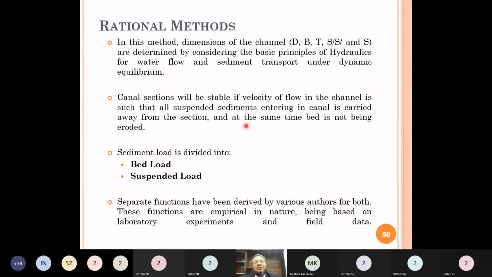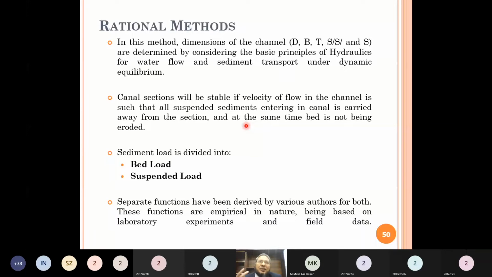And at the same time, the velocity is such that it is not moving any sediment particle which is on the bed or sides. So it means such a channel will not cause the scouring, neither the silting, which are the two main problems in the alluvial channels, or the unlined channels or earthen channels.